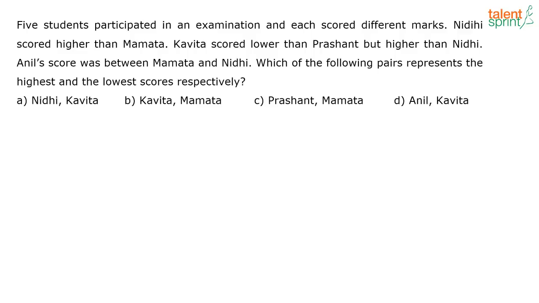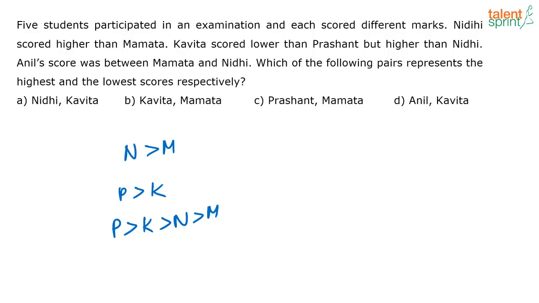Fairly easy arrangement, no? 5 students participated in an examination and each scored different marks. Nidhi scored higher than Mamata. Kavita scored lower than Prashant, but higher than Nidhi. So what does that mean? P greater than K greater than N greater than M, because Kavita is scoring higher than Nidhi. So this is the arrangement that we have for now.